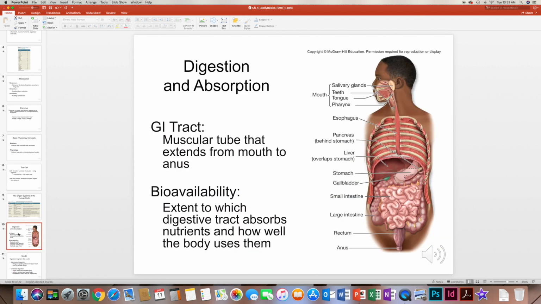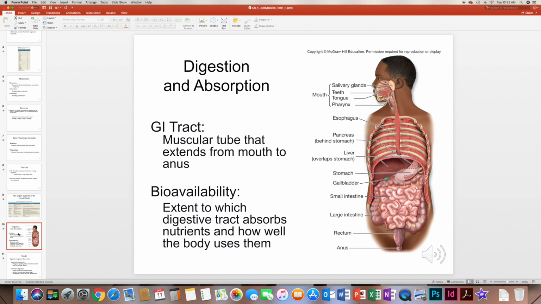The digestive system is very important in not only taking in nutrients, but breaking them down and digesting them, and then absorbing them into the body. The GI tract is the muscular tube that extends from the mouth to the anus. You can see in this diagram that it begins at the mouth, goes through the esophagus, into the stomach, small intestines, large intestines, into the rectum and anus. And that's the path that food will take.